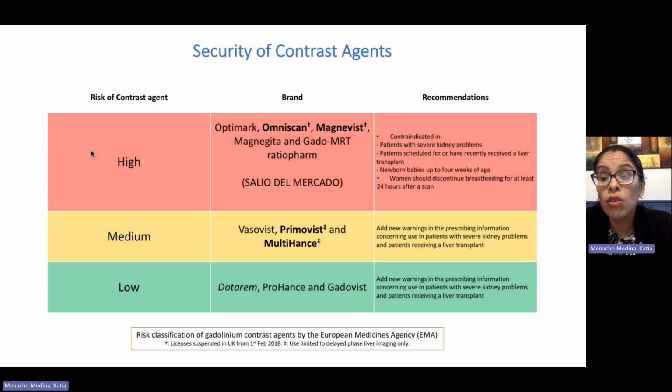Remember that there is also a new statement from the European Medicines Agency, the EMA, where the contrast agents are classified as high, medium, and low risk. The high risk contrast agents have been taken from the market. We are talking about Optimark, Omniscan, and Magnevist, and most centers around the world are moving to the use of low risk contrast agents. The most commonly used are Clariscan, Dotarem, or Gadovist.